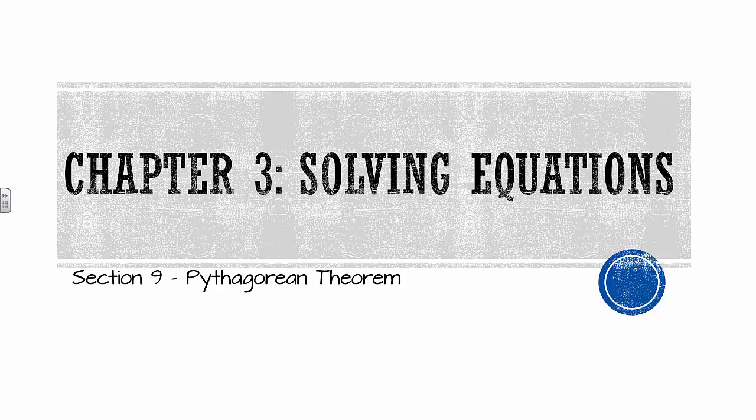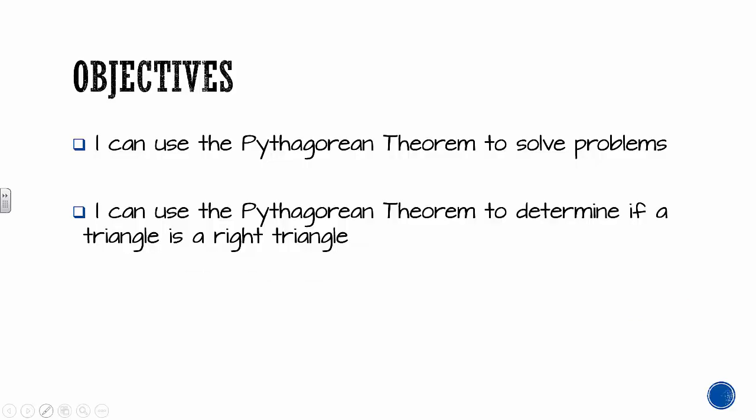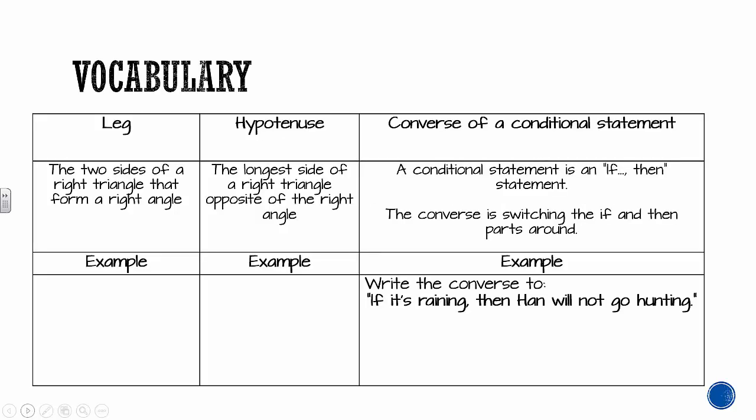Chapter 3, Section 9 is the Pythagorean Theorem. By the end of this lesson, you should be able to use the Pythagorean Theorem to solve problems, and then use it to determine if a triangle is a right triangle.